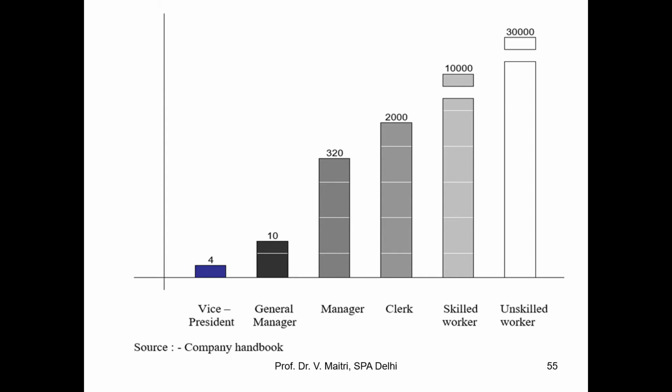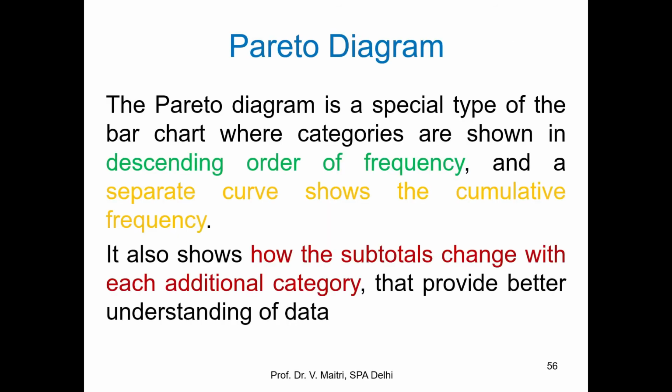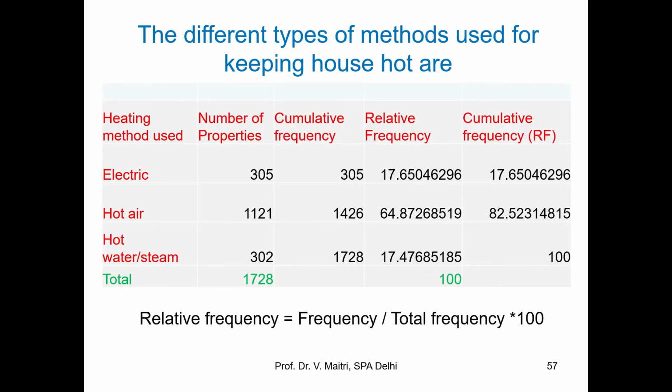And next is the Pareto diagram. It is a very special diagram. I will show, if time permits, in future classes, how it can be used very effectively for taking decisions. So in this chart, the categories are shown in descending order of frequency, and we draw a separate curve for the cumulative frequencies. This is a difference. So how this subtotal changes with each additional category gives another dimension to our data. Let's see how it is prepared.